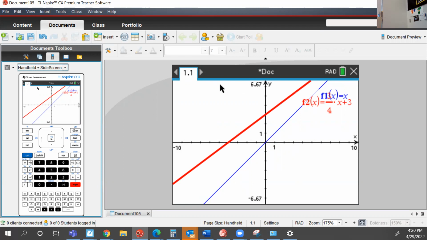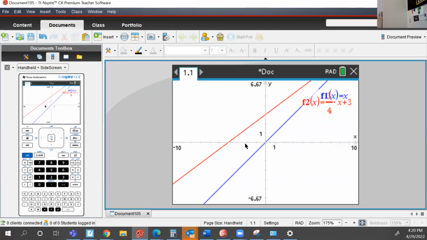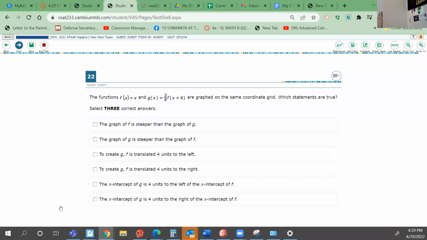And so the x-intercept for the G function is to the left. 1, 2, 3, 4. So 4 units to the left. So what it asks for, let's go back and put that one in. The x-intercept of G is 4 units to the left of F. All right. Okay, so that was the first one.